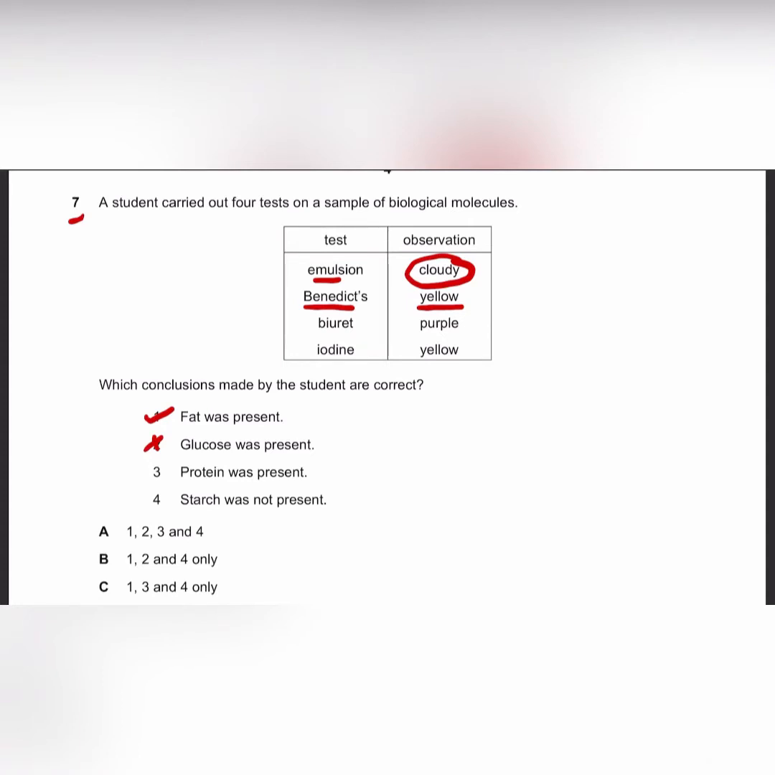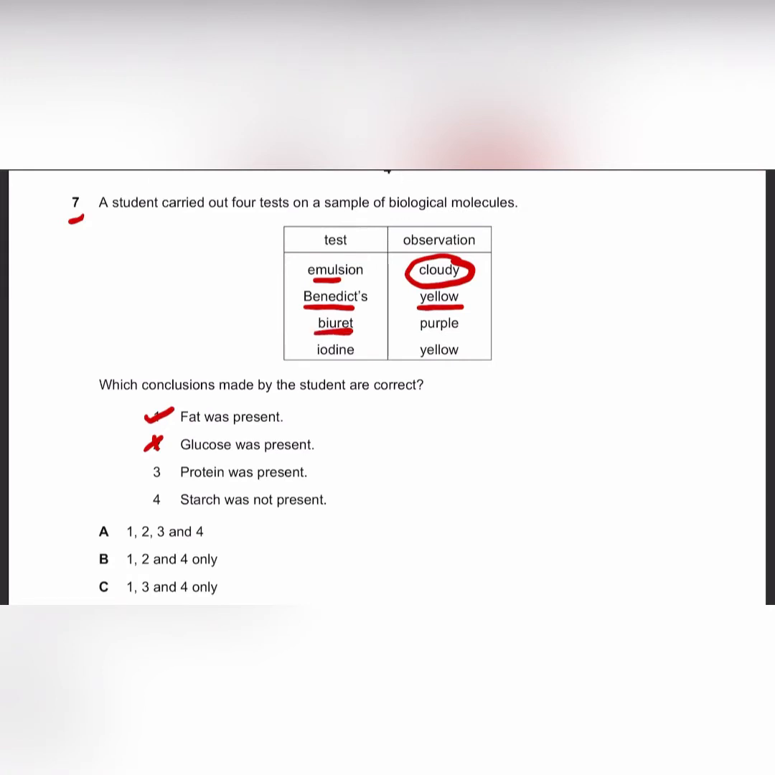Always remember that. Whenever you get a positive Benedict's test, it does not mean that the solution contains glucose. It might contain other reducing sugars like fructose, galactose, maltose, lactose. There are other reducing sugars as well. So it's not necessary that whenever the Benedict's test is positive, glucose is always present. It's not necessary.